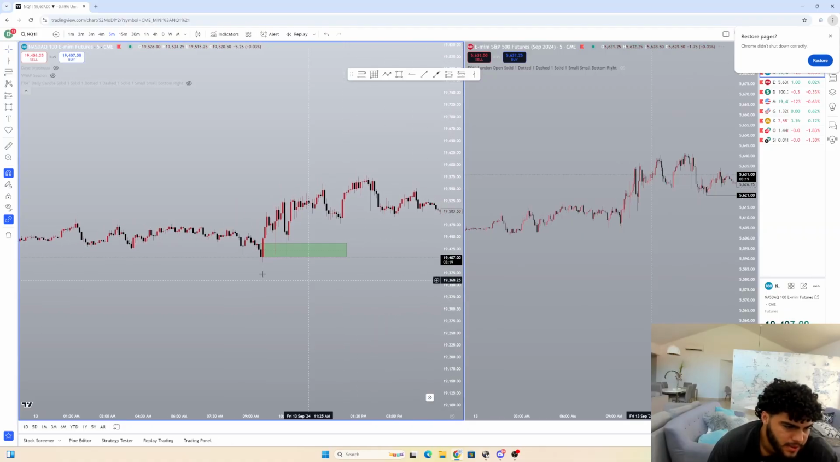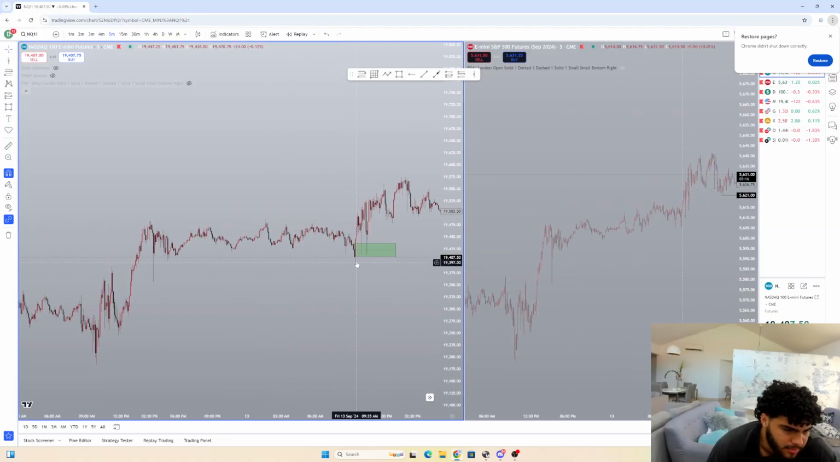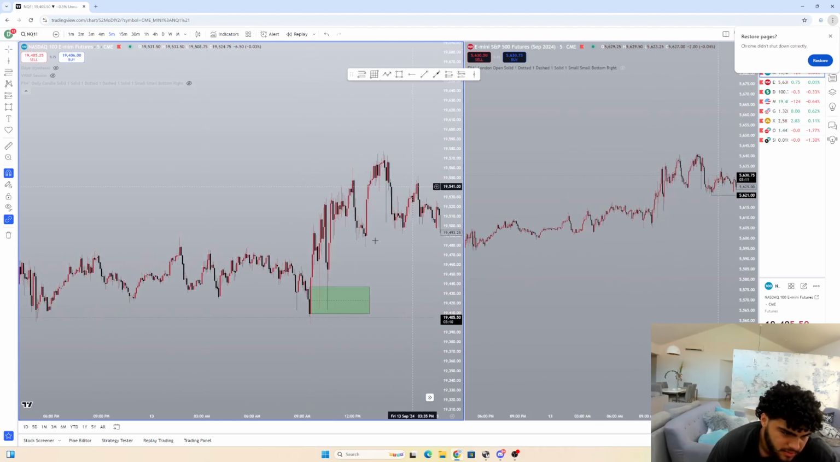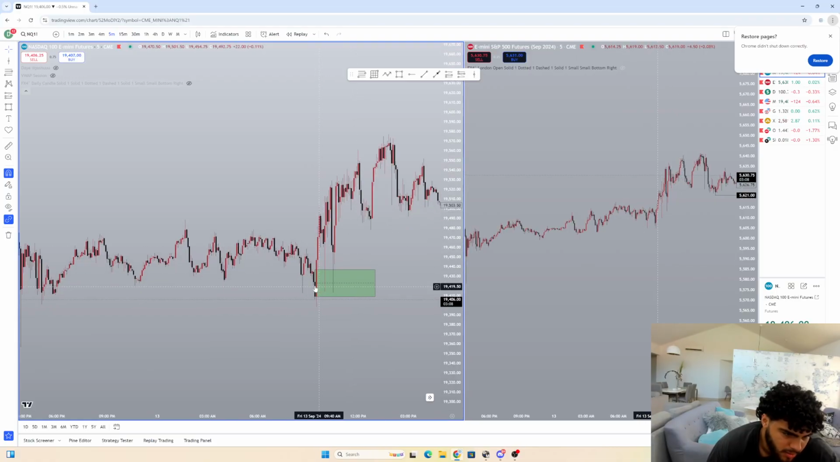Okay, so we push down, get a sweep of previous day's liquidity, and then we get a displacement to the upside. The retraces go below the halfway point, but do they get a candle closure below the halfway point? No. So this order block ended up supporting price twice and sending us up.